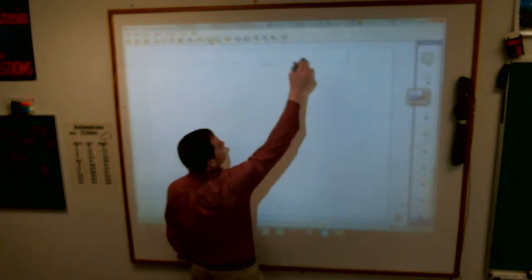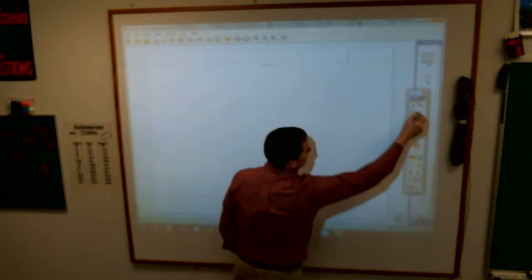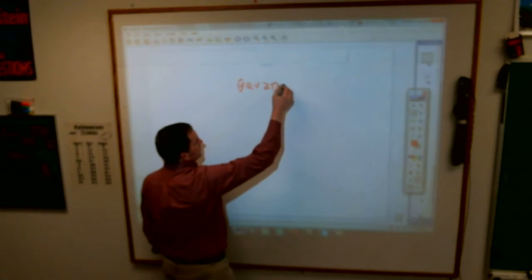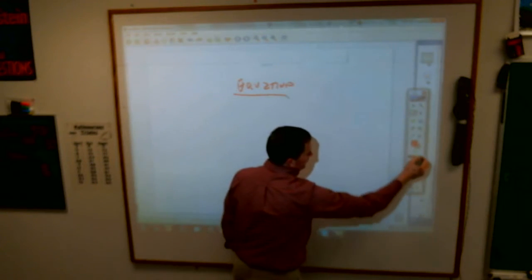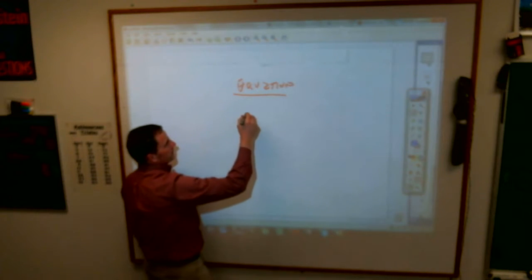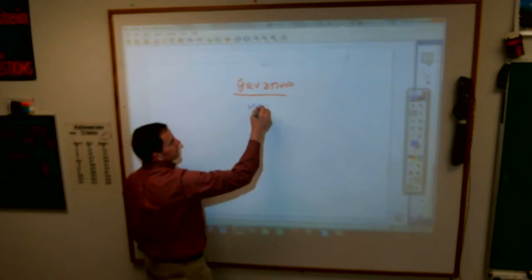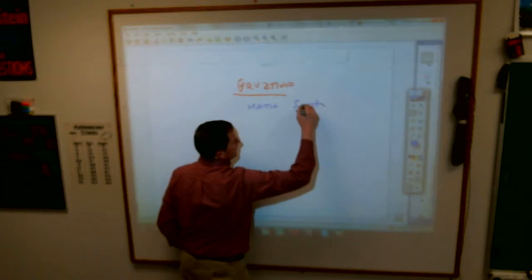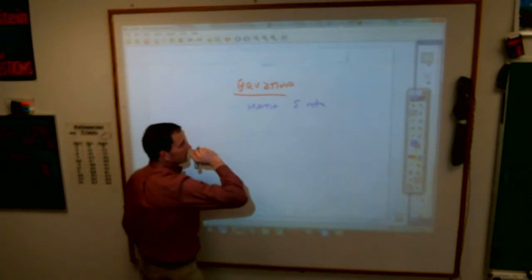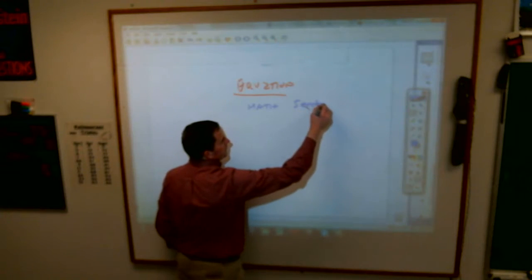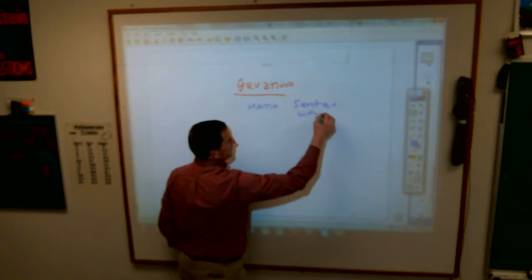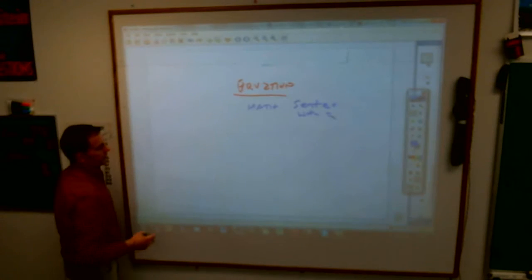So, here we go. I'm just going to put this down again. Equations. What is an equation? An equation is nothing more than a math sentence with equal signs. Math sentence. Sentence with equal signs.